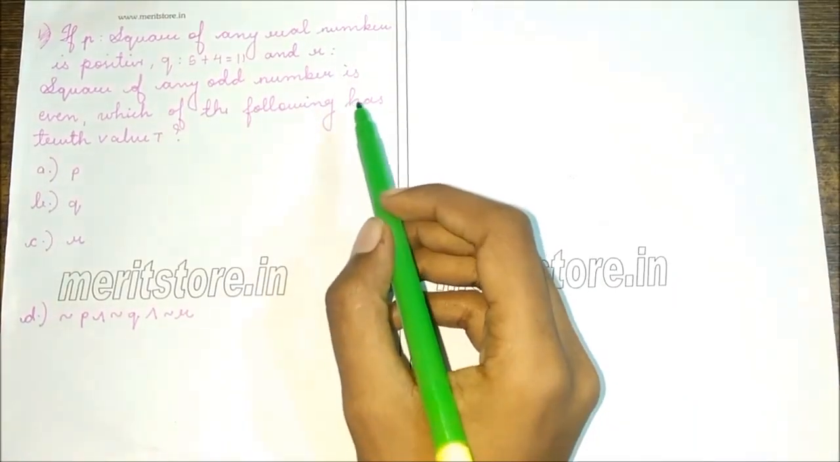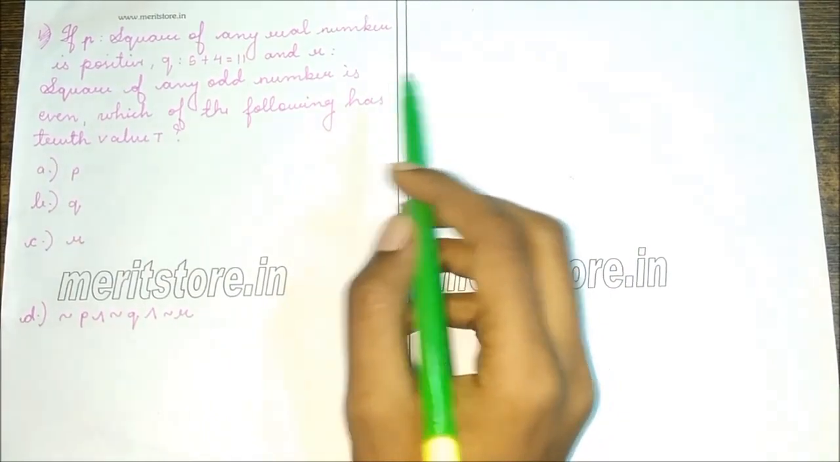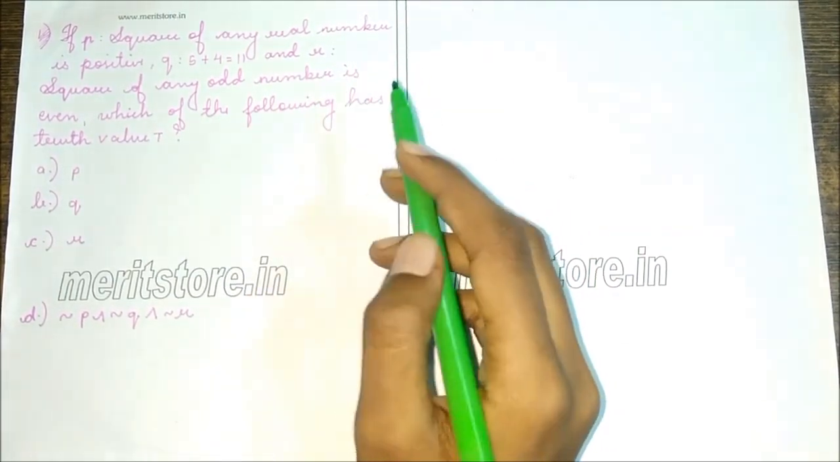We'll be taking a look into the chapter mathematical logic. So firstly, we'll be taking a look into level 1 sums, which are easy type.